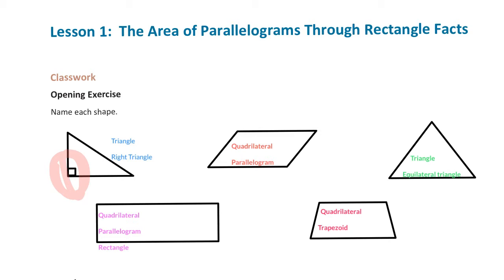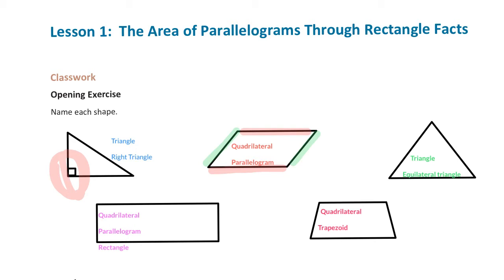Going across, the next figure is a quadrilateral. It is a quadrilateral because it has 4 sides. Any figure with 4 sides is called a quadrilateral. This one has a more specific name, which is a parallelogram. It is a parallelogram because the opposite sides are parallel to each other. This side is parallel to this side. This side is parallel to this side. Opposite sides are parallel. That makes it a parallelogram.